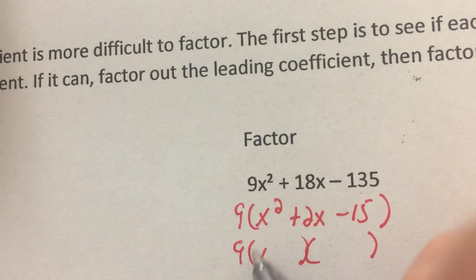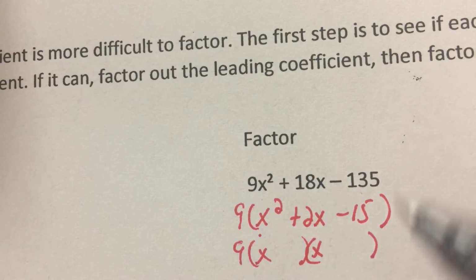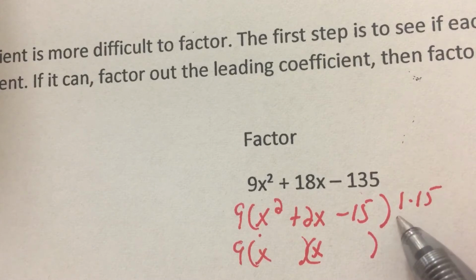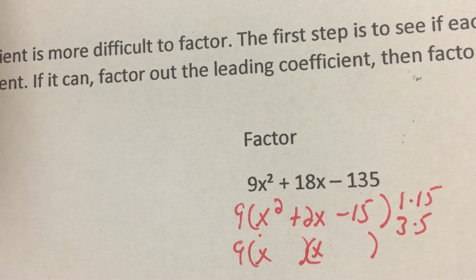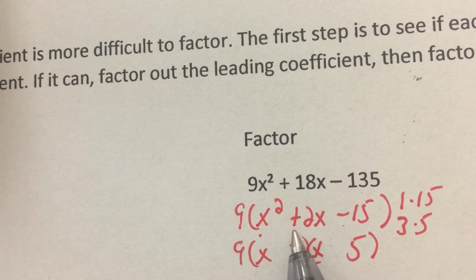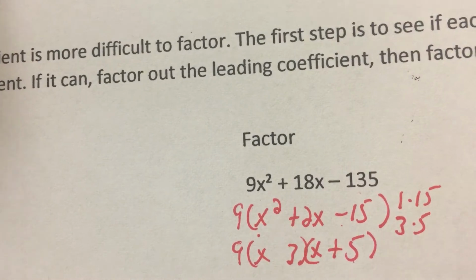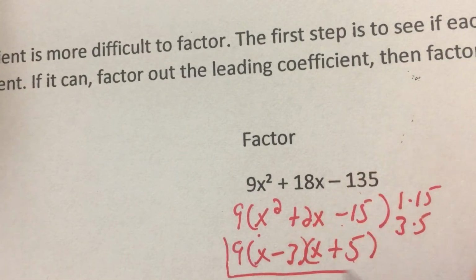I'm used to this. x times x would give me my x squared. 2 numbers here would multiply to make 15. That could have been 1 times 15 or 3 times 5. My back sign is a minus, so I'm looking for numbers that subtract to make this middle number. That would be 3 and 5. My back sign being minus, I know these answer signs have to be different, and the bigger number is going to get whatever sign is in the middle. 5 is bigger than 3. The middle sign is plus, so we give the 5 a plus and the 3 a minus.